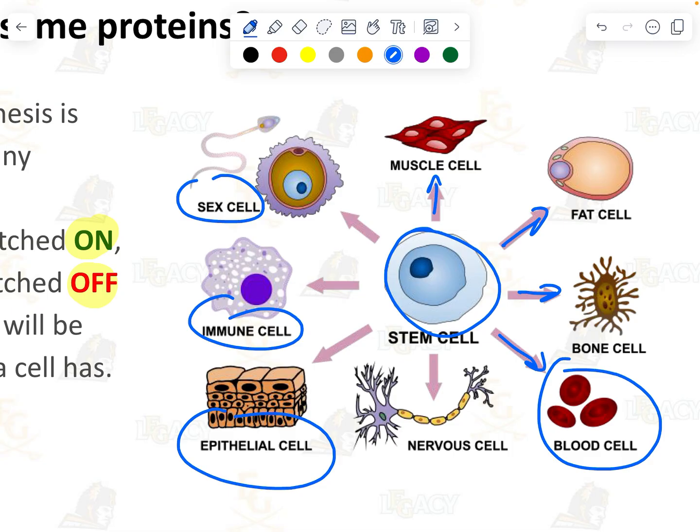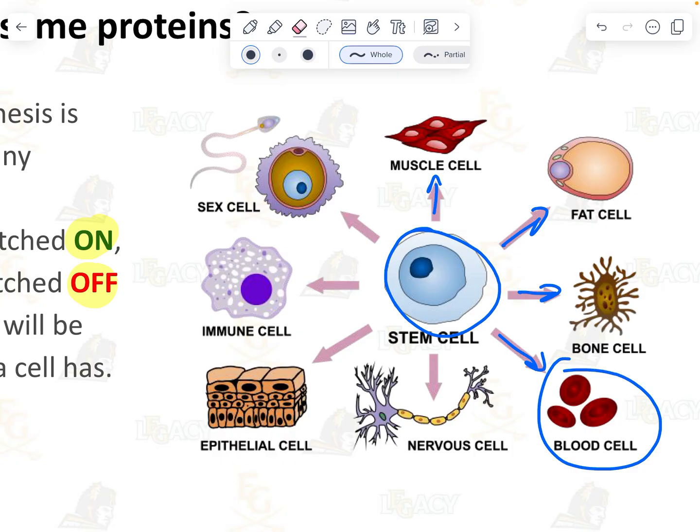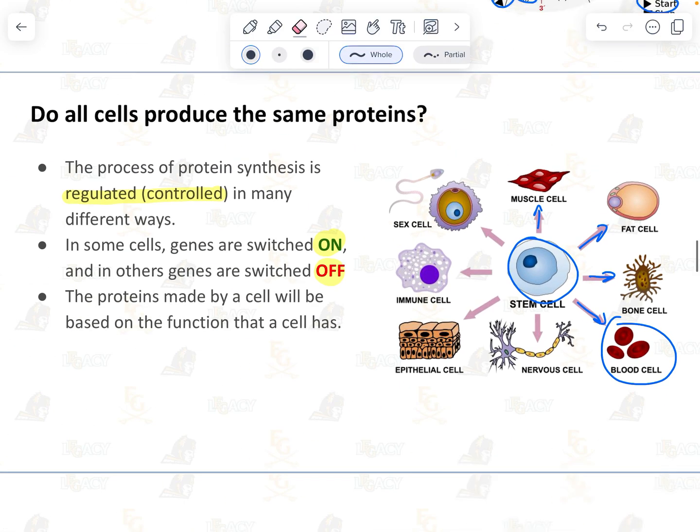And so what you see is that depending on what the cell's job is, the types of genes that are turned on are going to be different, which means the types of proteins that they make are going to be different. And so that leads to cells with very different jobs based on the different proteins that they contain.